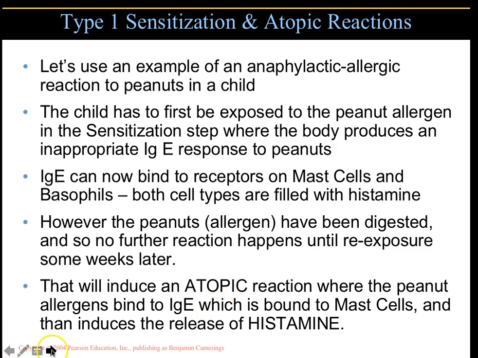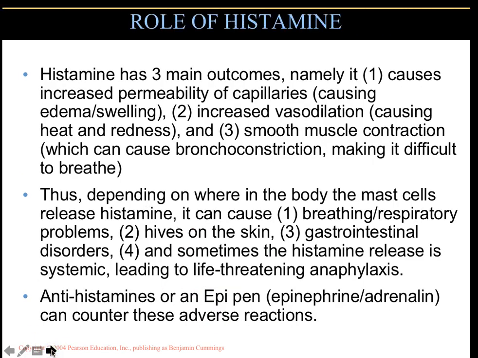So let's talk a little bit about histamine. It's an amazingly powerful molecule. It has 3 major outcomes in the region where it's released. So it's going to be released by mast cells or basophils, in this particular case, through IgE binding to the mast cells and basophils, and then the histamine that's released diffuses into the area.